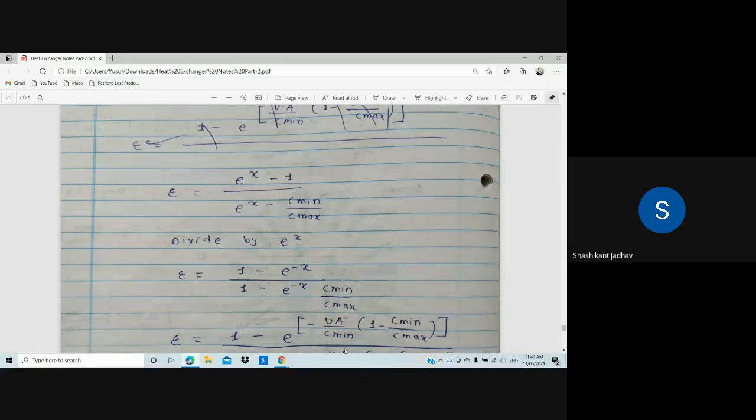Understood? In place of the e raised to term, what are we going to take? Instead of that we have to consider x. So why are we doing this? For the simplification we have to do this. Okay, so therefore we get the effectiveness epsilon is equal to e raised to x minus 1 divided by e raised to x minus C minimum divided by C maximum.